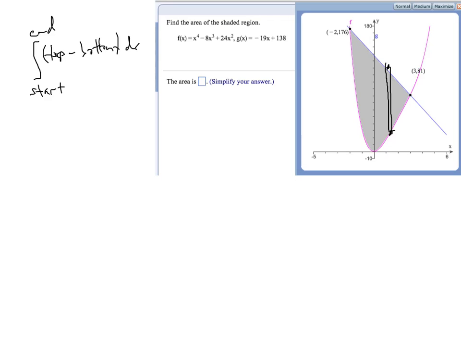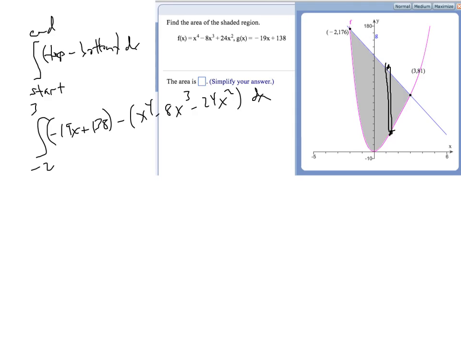And so since we have the picture here, a lot of that has already been figured out for us. So we're going to want to have the integral from -2 to 3. And again, without a picture, we would have had to set these two things equal to each other and try to solve for x, which would have been no fun at all. So it's a good thing they gave us that. So from -2 to 3, we want the top curve, which is -19x plus 138, minus the bottom curve, which is x to the 4th minus 8x cubed minus 24x squared dx. So that's the integral.